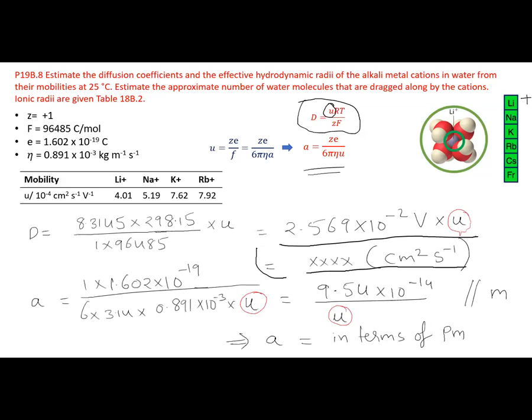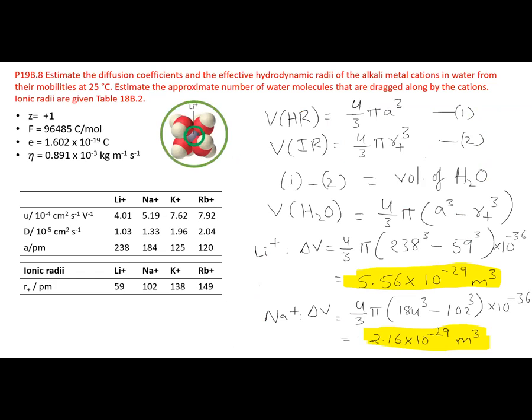We already have this equation, right? Where the hydrodynamic radius is related to the mobility U. Again, if we do the math here, you should get this form of the equation, and the hydrodynamic radius is in terms of meters, or you can rewrite that in terms of picometers. Once you calculate, I've used Excel to calculate these values, and I get the diffusion coefficient here and the hydrodynamic radius.